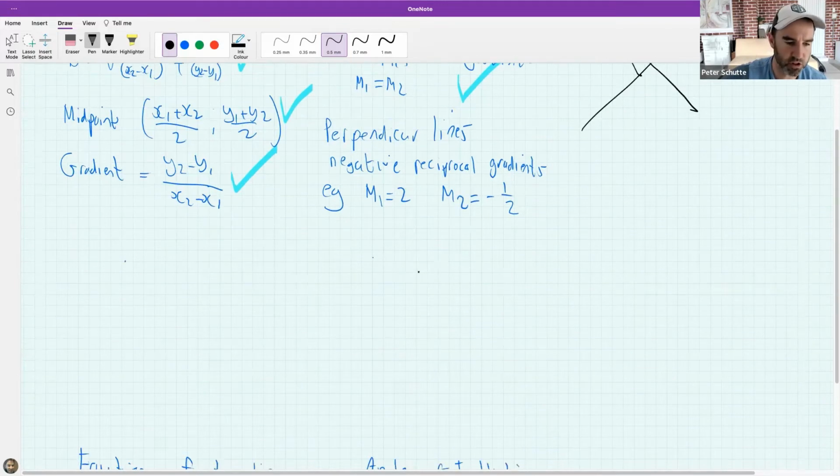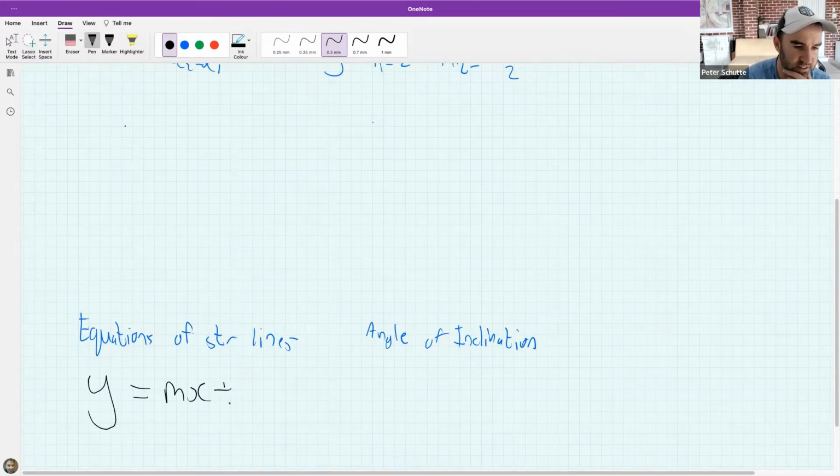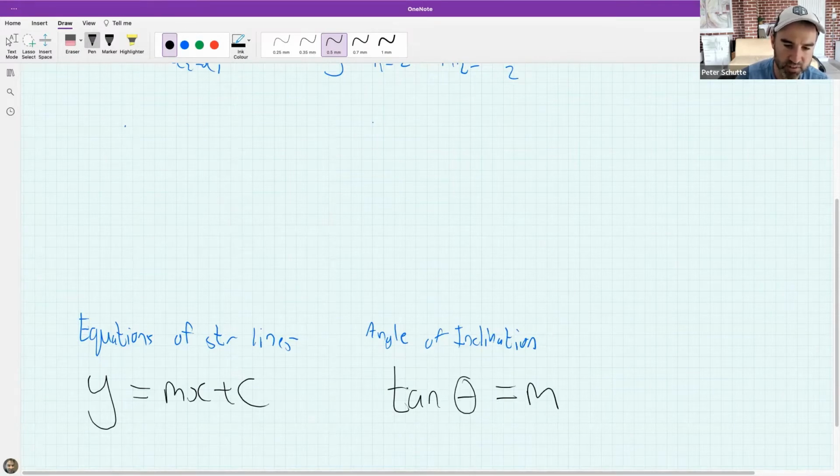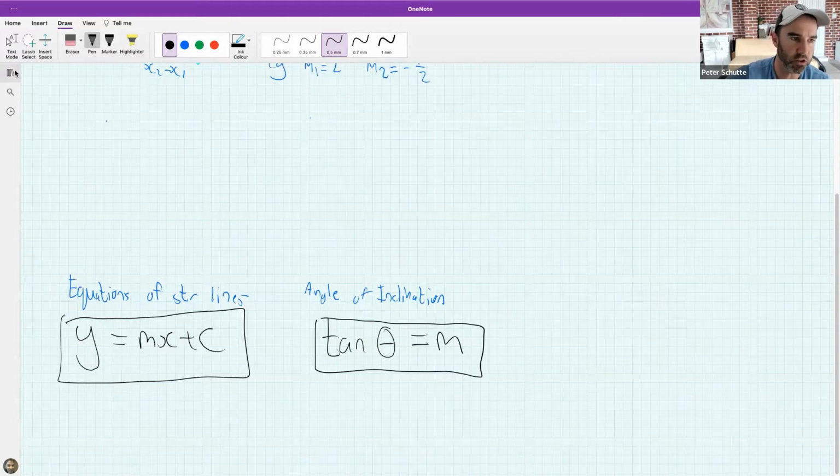The other thing I want you to be aware of is the equations of straight lines. And we've covered that. This is the standard form of a straight line. And I also want you to be aware of this formula, tan of theta equals m, which is for the angle of inclination. So these are the basic bits of theory that you need to have a go at this question.